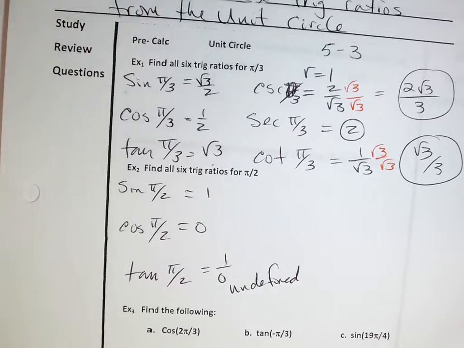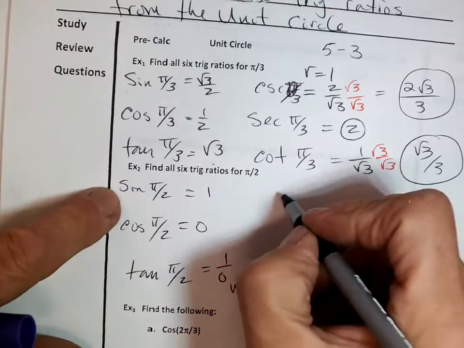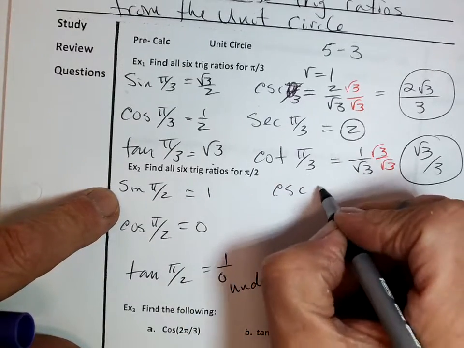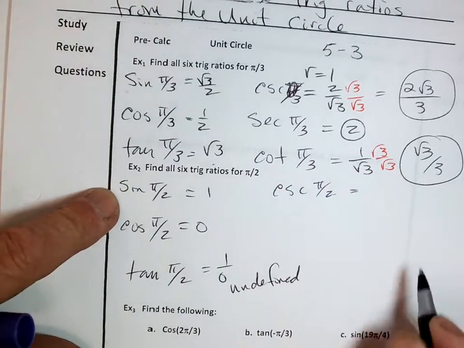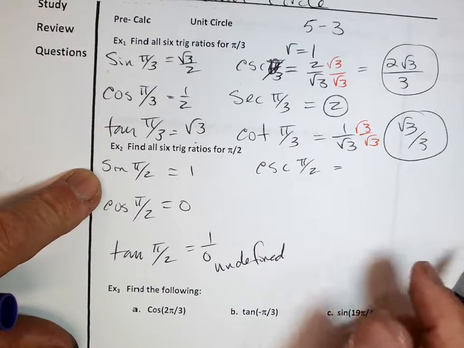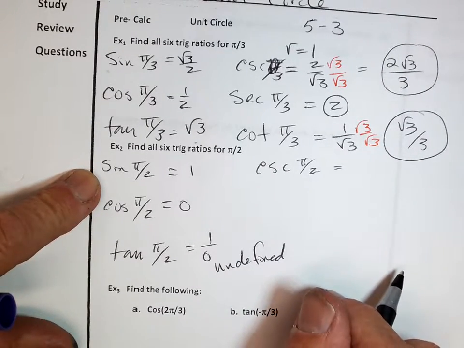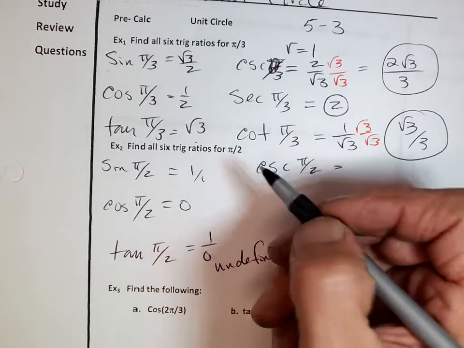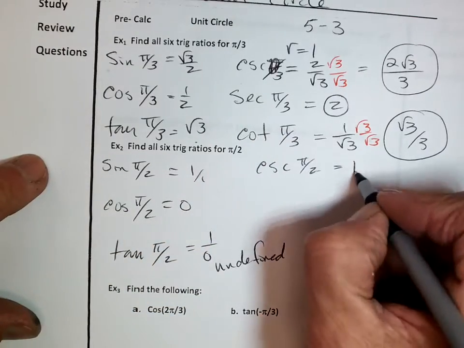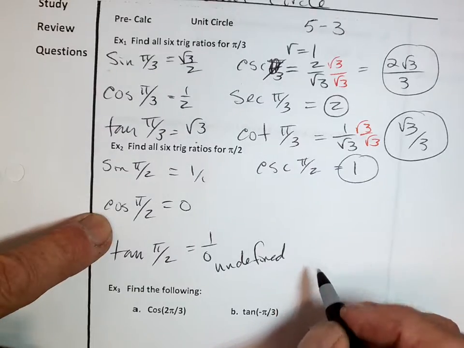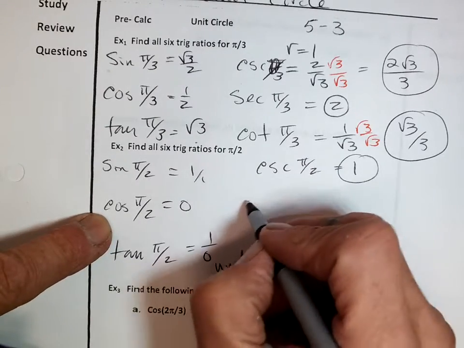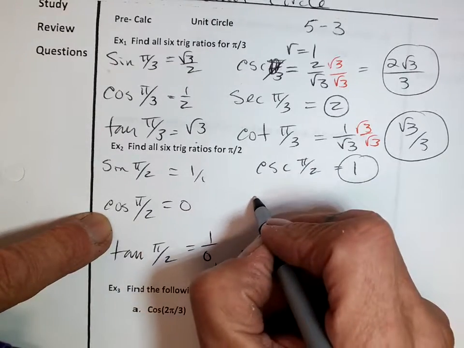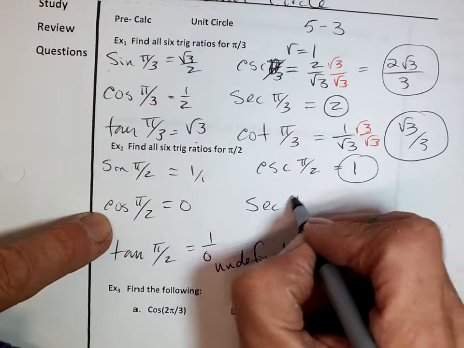So then, if I wanted to go and do cosecant of pi halves, what do you think that's going to be? 1, because it's 1 over 1. We flip it, it's still 1 over 1, okay? Cotangent is going to be, so from cosine to secant, we're going to go secant of pi halves.